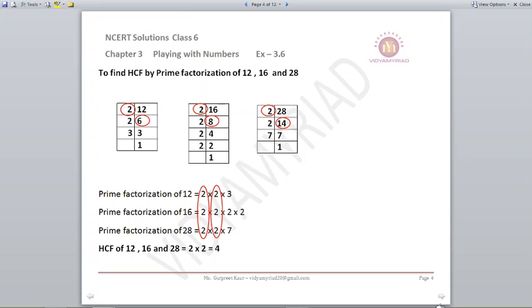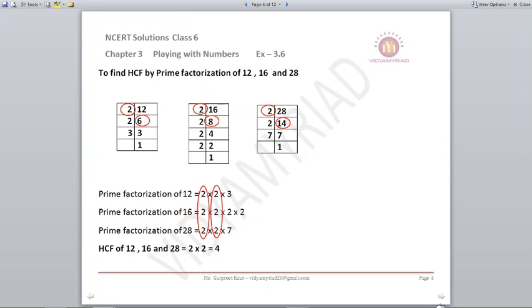Now 7 will go on what? Only 7 is there. 7 is a prime number. 7 will go on 7 only. It doesn't have any other multiple. 7 1s are 7. So the prime factorization of 28 is 2 into 2 into 7.